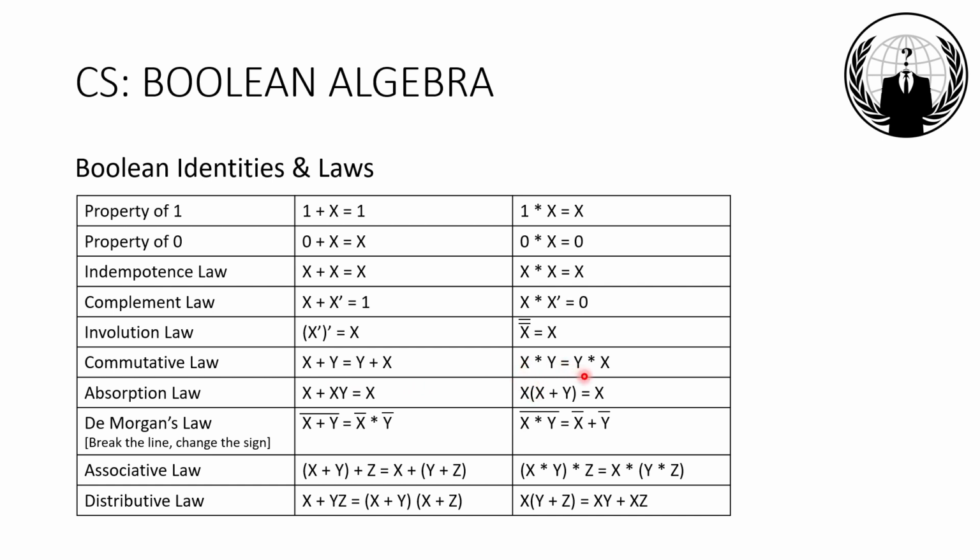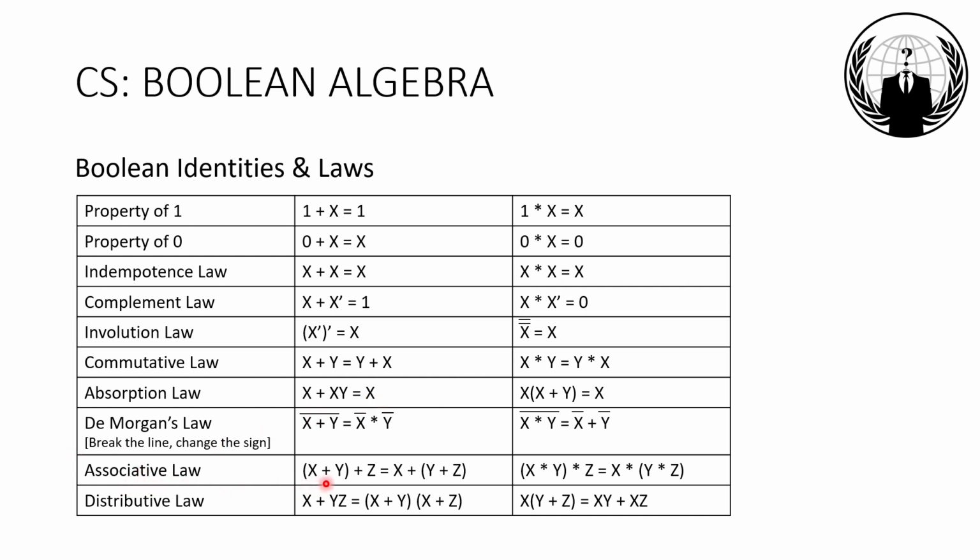X into y is equal to y into x. Now, the absorption law, as we can see here, the value of x is dominant over y. So x plus xy is equal to x, and x into (x plus y) is also equal to x. If we open the bracket, x into x, by the idempotence law, is also equal to x, and then x plus xy, which is already the result here, is x.